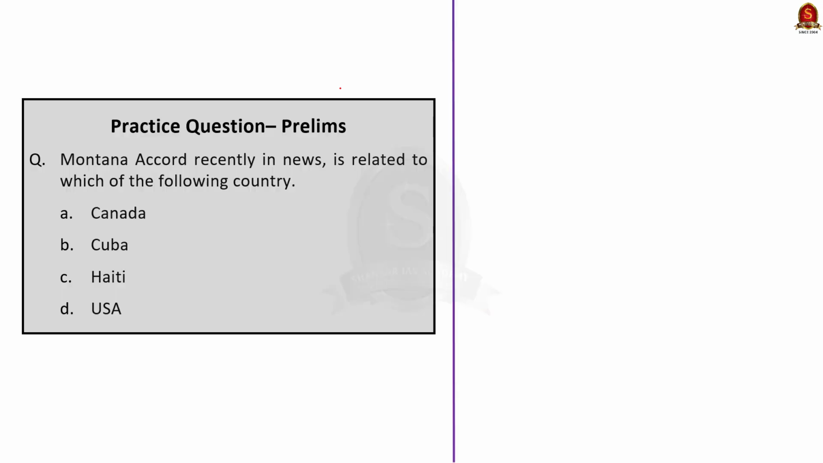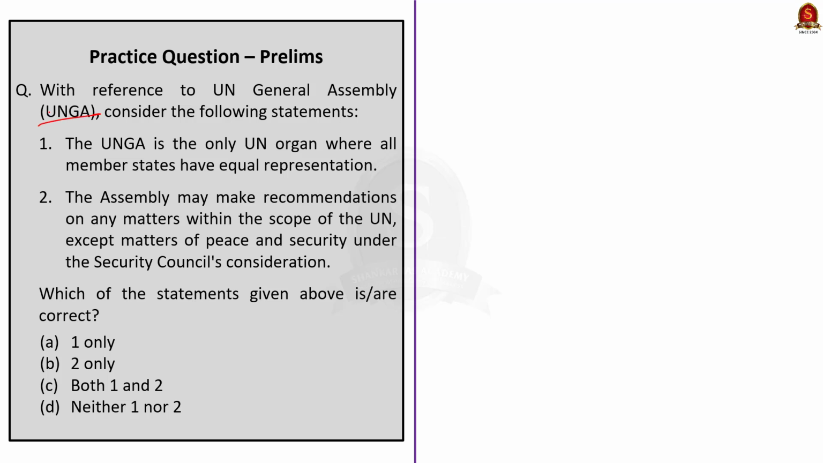First question, Montana Accord recently in news is related to which of the following countries? Just now we saw this in our discussion. So the answer is option C. Next question, with reference to UN General Assembly, consider the following statements. The UN General Assembly is the only UN organ where all the member states have equal representation. Yes, this statement is correct. The Assembly makes recommendations on any matters within the scope of the UN except matters of peace and security under Security Council's consideration. This statement is also correct. So the answer is option C.